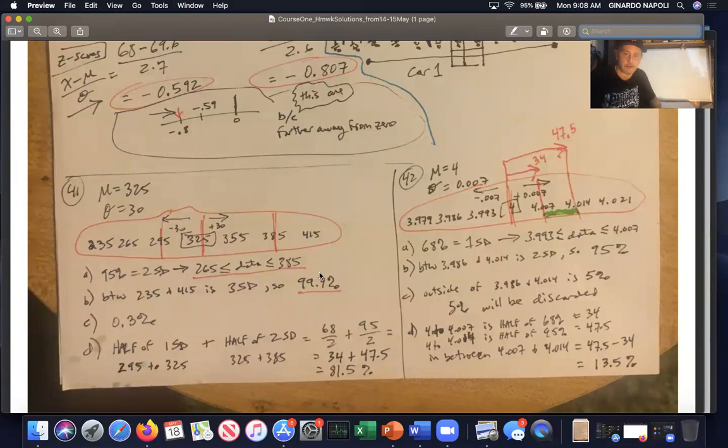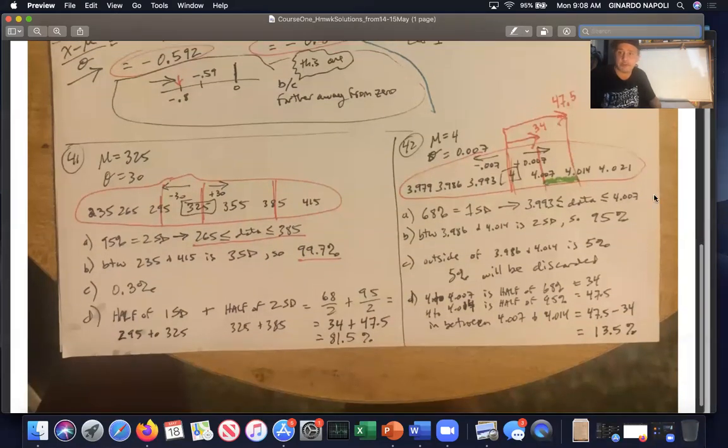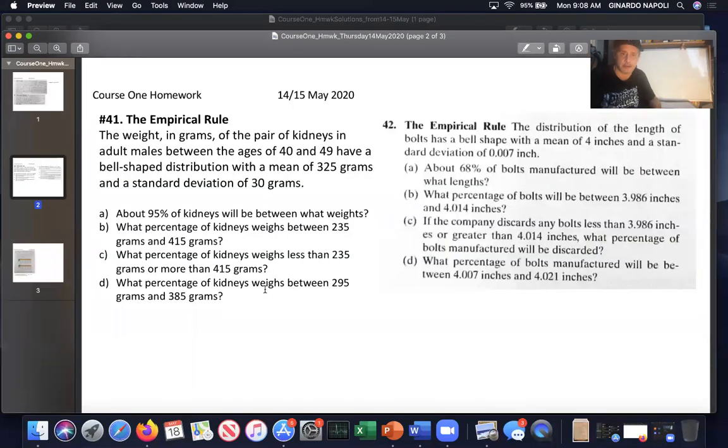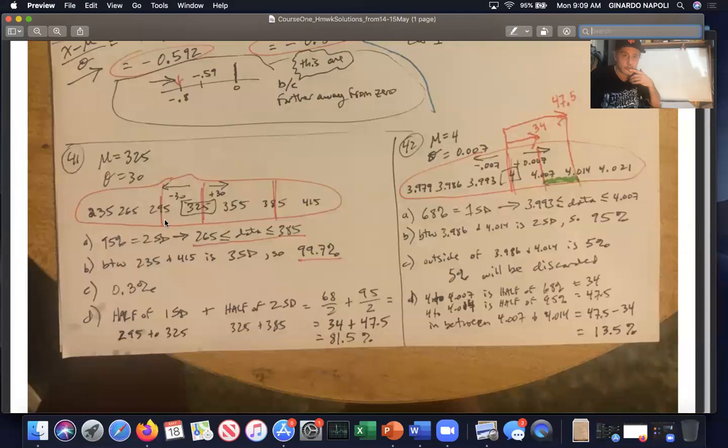And then anything outside this interval would be the other 0.3%. Now, part D was a little tricky because you kind of had to intuit what's up. So they asked you in between these two numbers. And if you notice those two numbers, the 295 is half of a 1 standard deviation interval because it's only the lower half. And the 385 is half of a 2 standard deviation interval because it's only the upper half.